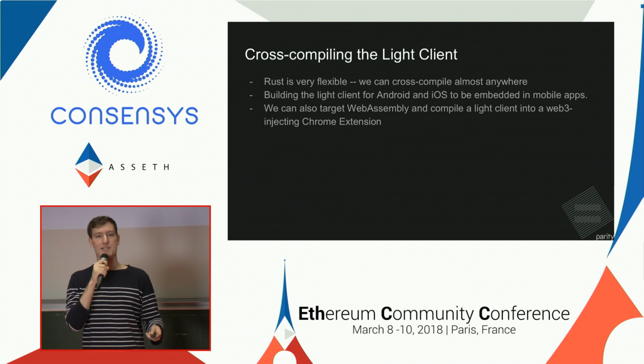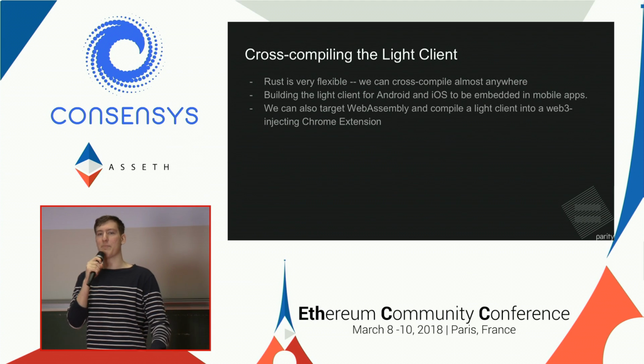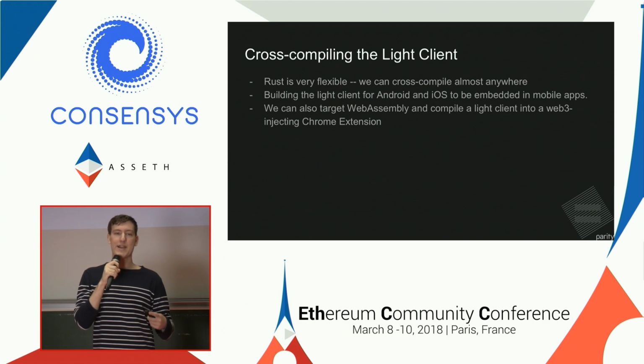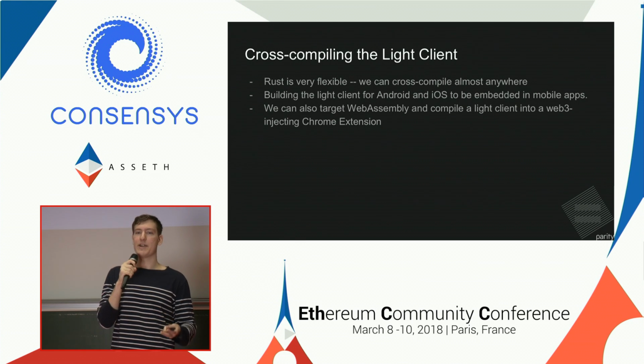So our idea for how people can use this light client is actually very flexible because we've written it in Rust. And Rust is very flexible in terms of where we can compile and deploy it to. So right now we're building the light client for Android and iOS. It can be embedded in mobile apps.